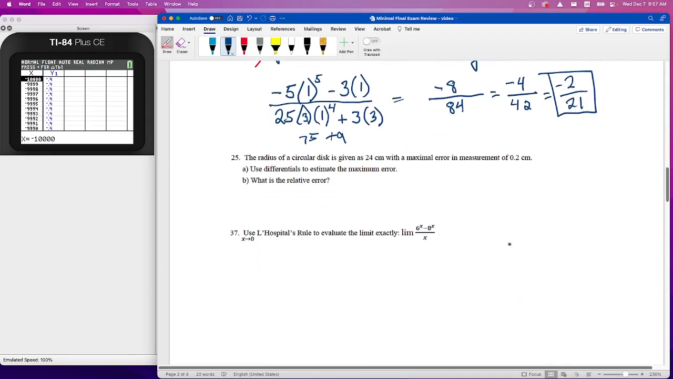Let's see. We're supposed to use differentials to estimate the maximal error, and then what is the relative error?